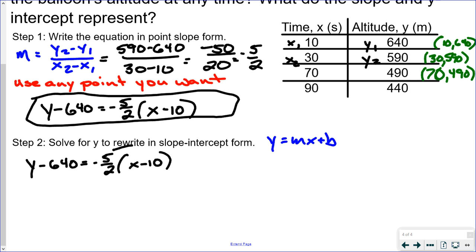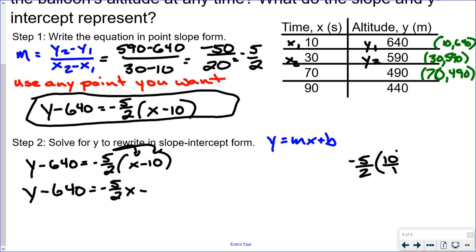And the first thing I'm going to do is distribute here. All right, so now I have y minus 640 equals negative 5/2 times x minus, when I multiply these together, do it over here on the side, so I have negative 5/2 times 10 over 1. It's actually a negative there, and there's the minus, so it's fine. You could cross simplify this to 1 and 5. And so that simplifies to negative 25. All right, so we put 25 here.